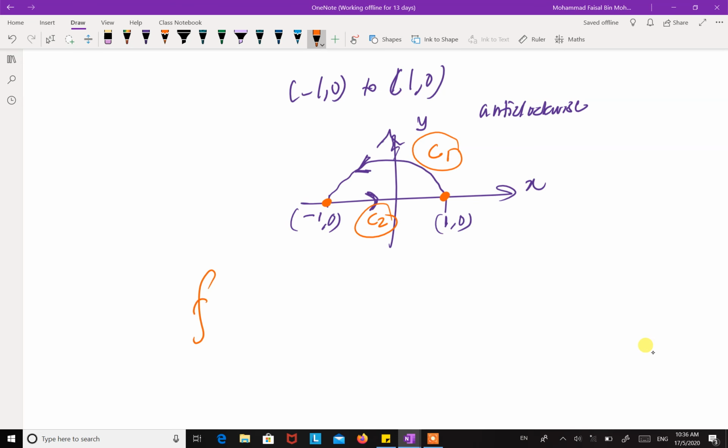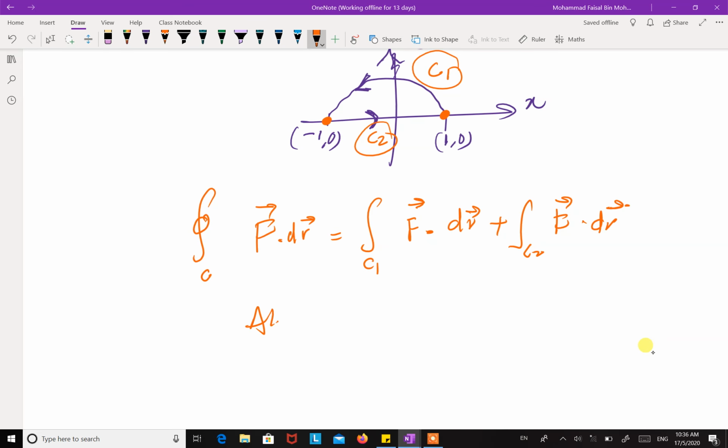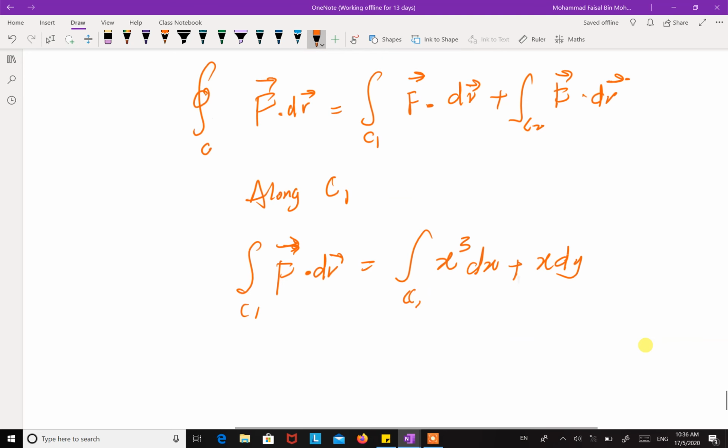So your integration of F dot dr will be the integral over C1, it is closed because there is no open vector, of F dot dr plus the integral over C2 of F dot dr. So first, along C1 you have F dot dr will be the integral over C1 of x cubed dx plus x dy.